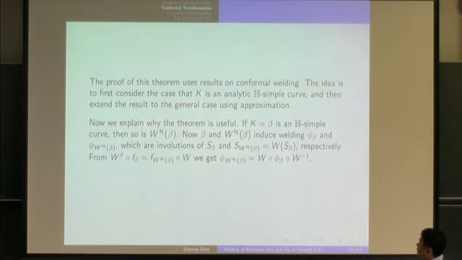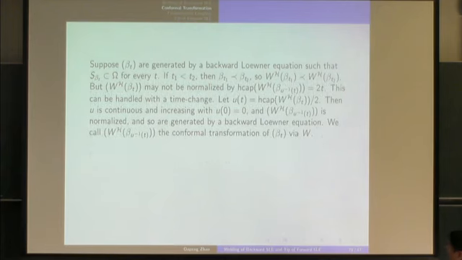From that commutation, we get the following relation: phi_{W_H of beta} equals W composed with phi_beta composed with W inverse. Suppose beta_t are generated by a backward Loewner equation, so that the support of beta_t is contained in Omega for every t. If t1 is less than t2, then beta_{t1} is a quotient of beta_{t2}. So W_H of beta_{t1} is a quotient of W_H of beta_{t2}. But now W_H of beta_t may not be normalized by that relation. This can be handled by a time change. We are familiar with this.